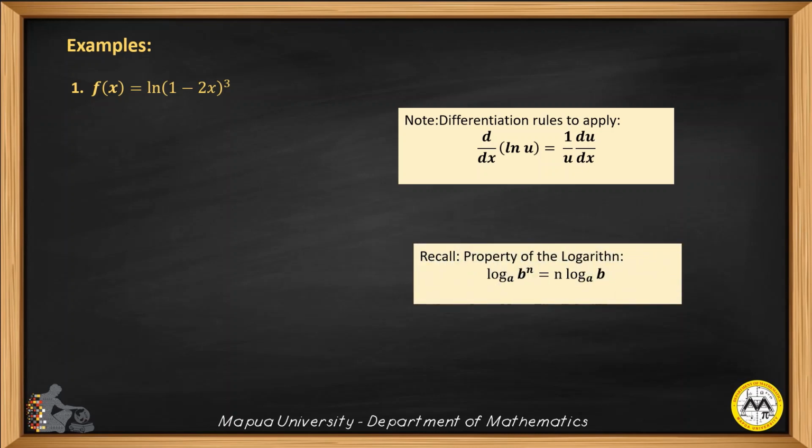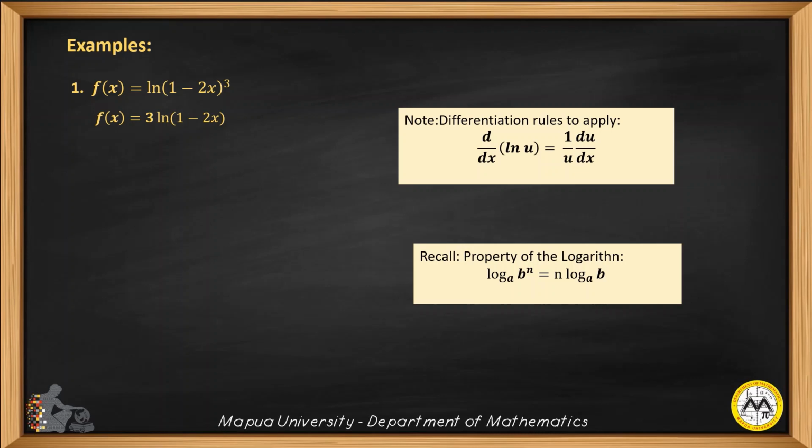Also, we can rewrite or transform the given function in another form using this property of the logarithm, where log of b to the n to the base a is equal to n times log of b to the base a. So, making use of that particular property, the natural log of (1 minus 2x) to the third power can be written as 3 times ln of 1 minus 2x.